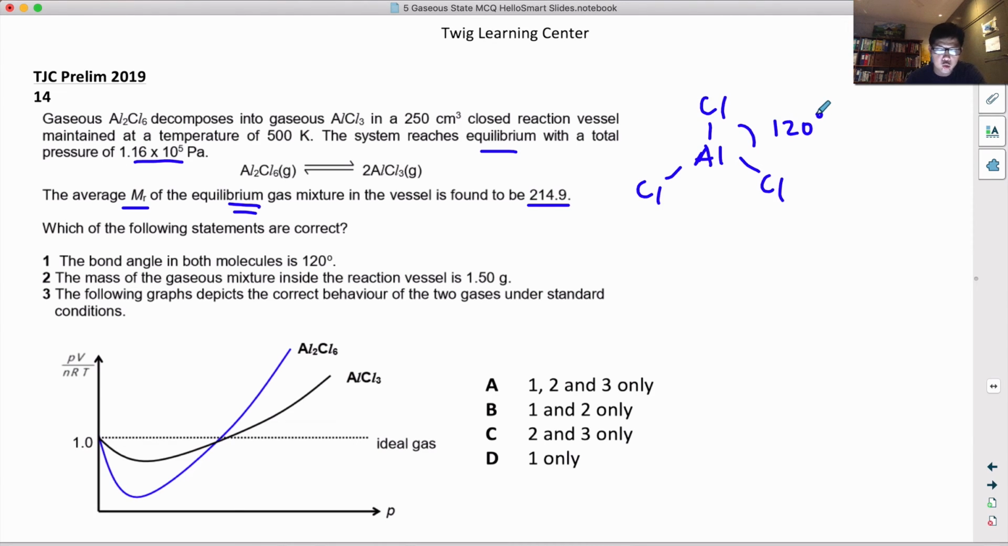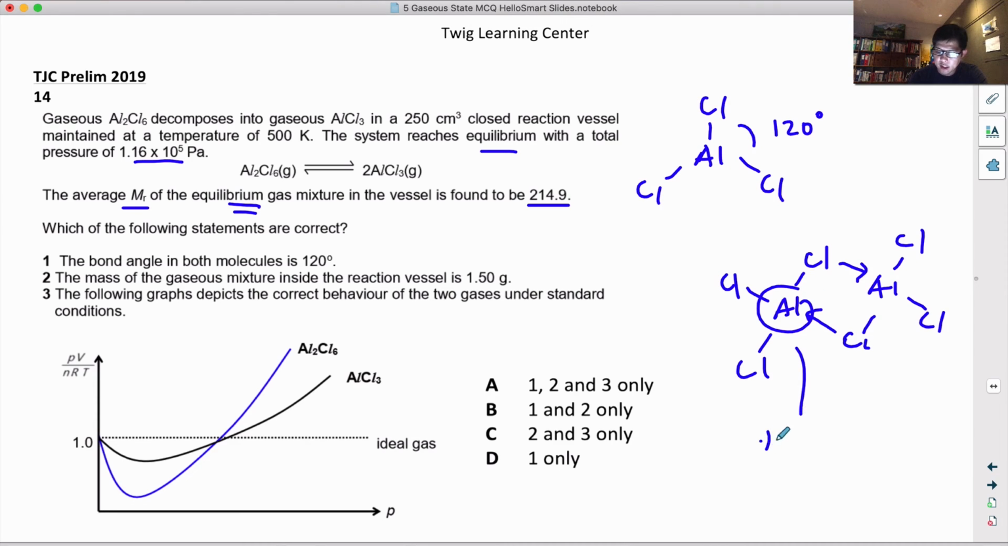But if you try to draw Al2Cl6, you should know it looks like this. It forms a dimer. And because Al only has 6 electrons, it needs 2 more. It gets a lone pair from Cl, and another lone pair from Cl. So the shape about aluminum is actually tetrahedral, because it has 4 bond pairs and no lone pairs. So the angle actually becomes 109.5, right? 109.5. So this answer is wrong already.